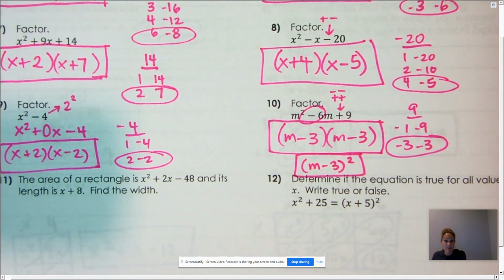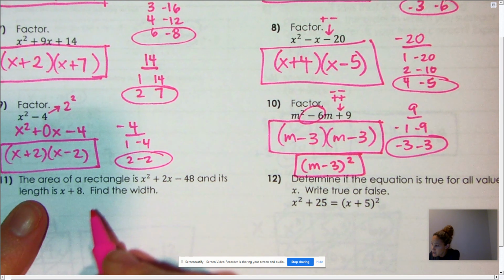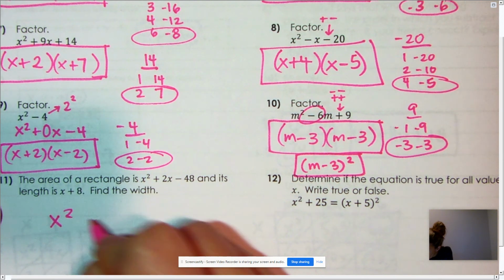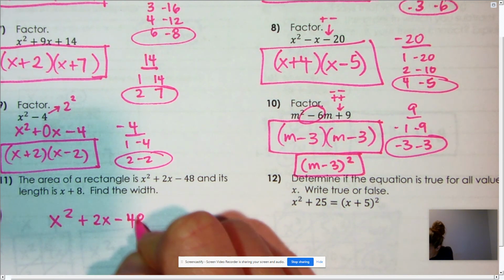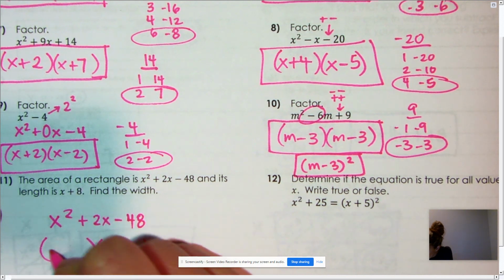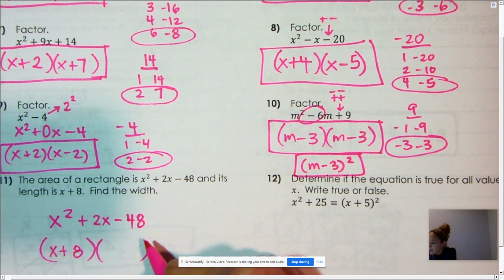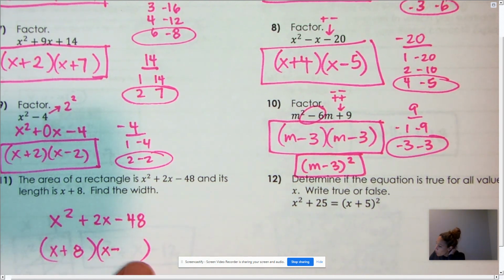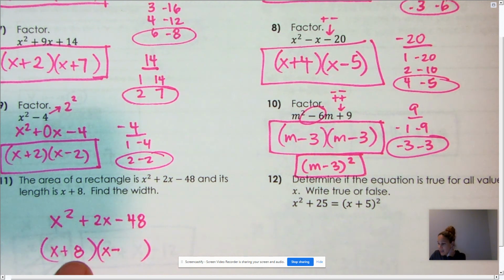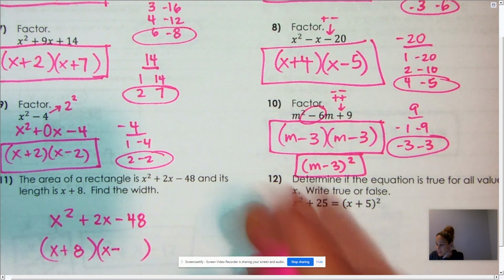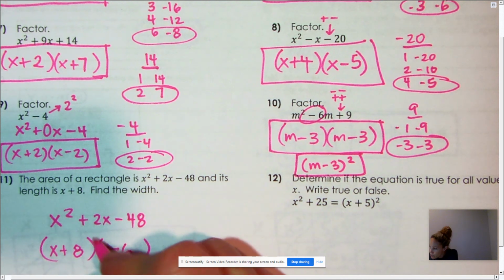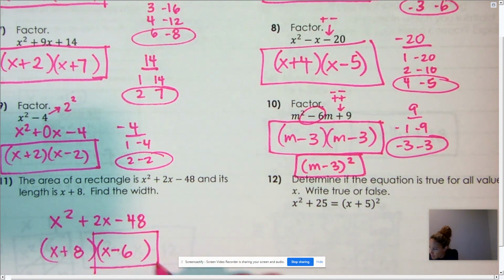Okay. Next one, we have number 11. The area of a rectangle is this. Its length is this. Find the width. Well, remember, area is length times width. So I know I'm just looking for what multiplies by it to make that answer. So I know one of the answers is x plus 8. I know that it has to be a minus right here, so x minus. So what would I multiply to make 48 with 8? 8 times what makes 48? 6, and then you can check it. If I add those up, do I get +2? Yes. So this part right here is my answer, the x minus 6.